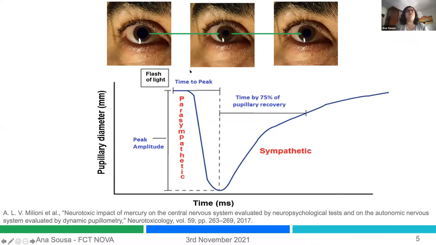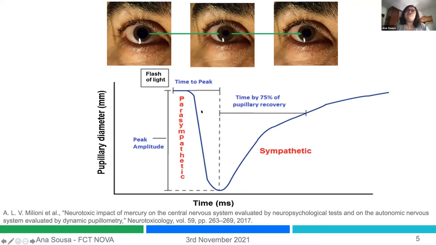to that stimuli. For example, here, after a flashlight, the pupil will start to contract really, really fast. And it's work responsible for the parasympathetic autonomic nervous system. And then it will redilate and come back to its baseline size. And it's part of the sympathetic autonomic nervous system. And this is the kind of graphics that we then can interpret and analyze this pupil response.